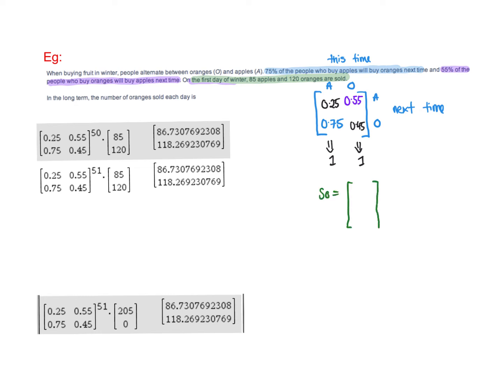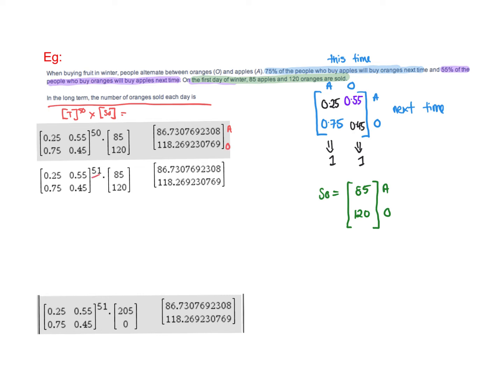Now remember, your S0 must match with A on top and O on the bottom. So 85 apples, 120 oranges. Now the question is actually asking, in the long term, the number of oranges to be sold. So you can see long term, that would mean I put the transition to a high power, and I'm choosing 50, times by my S0. So I've done that here. I get this answer. So this would be apples and oranges.